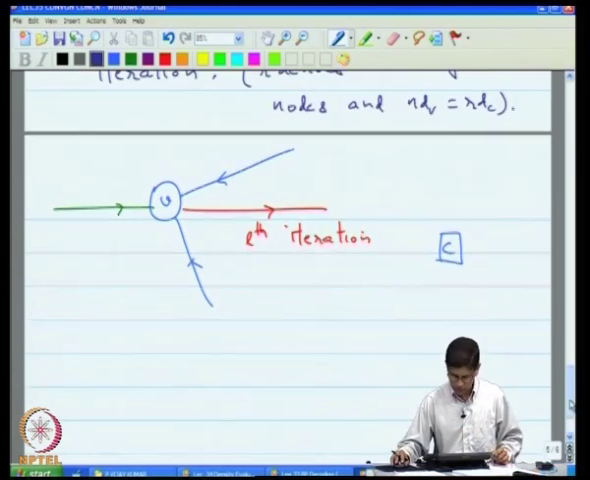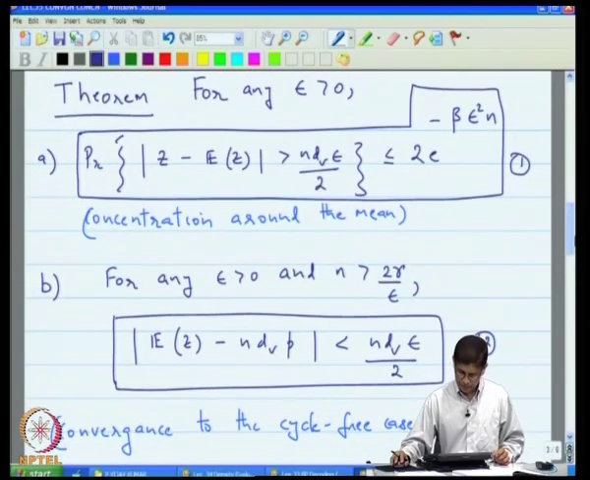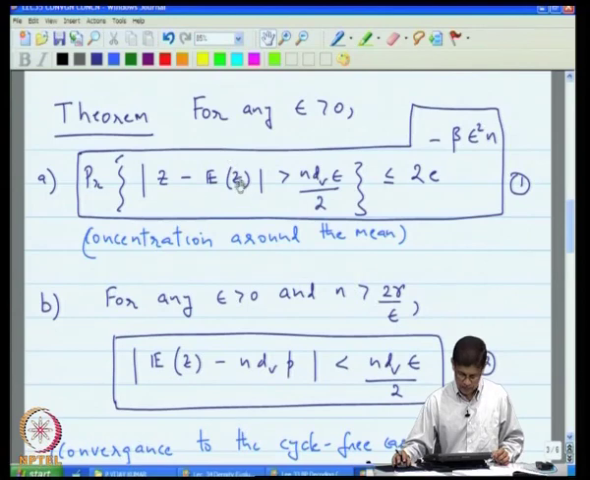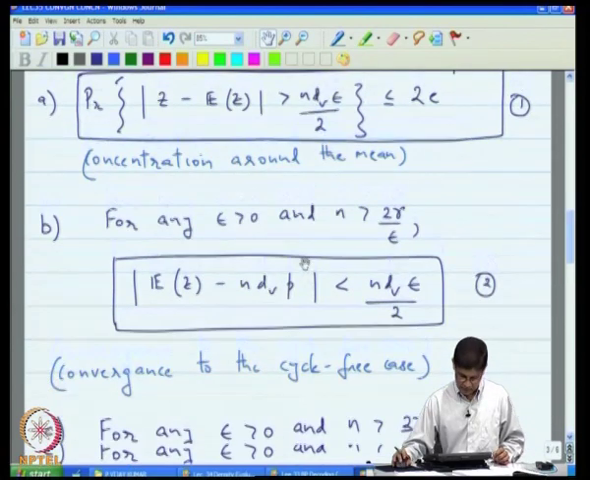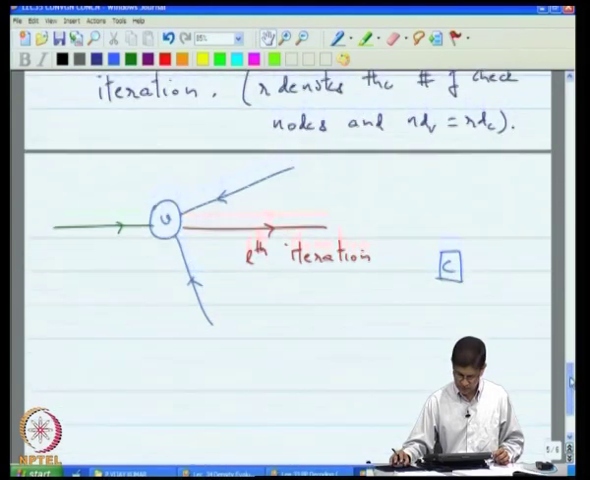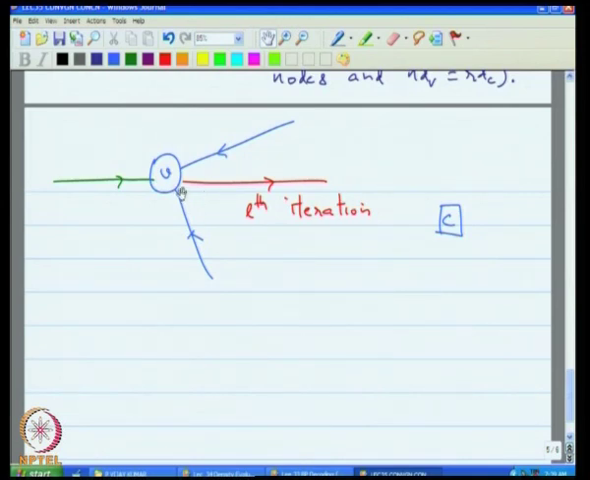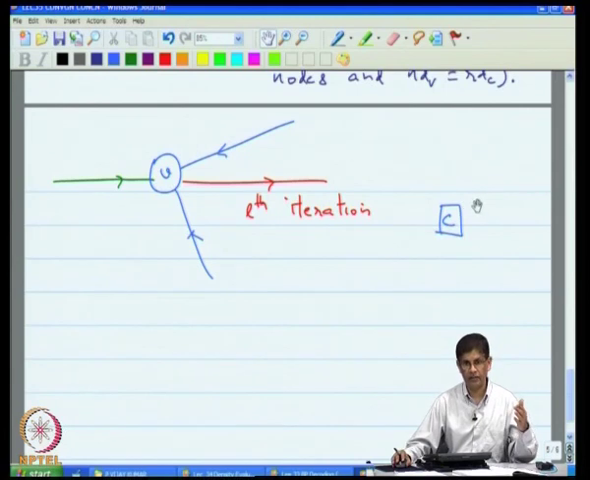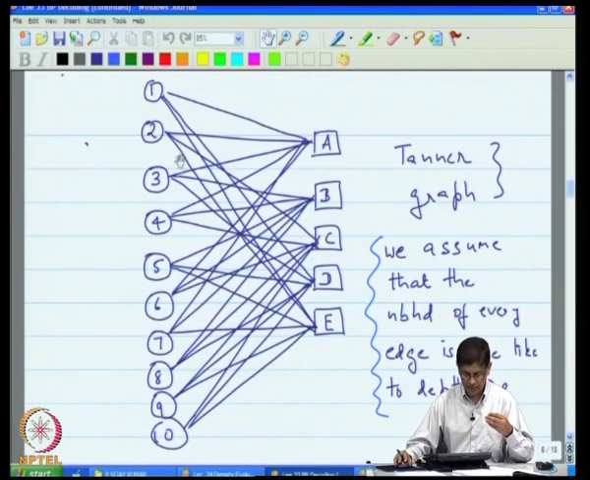Now, all of this is trying to explain what the terminology in this theorem is all about. The Z here is the number of incorrect messages passed from the variable nodes to the check nodes during the Lth iteration. If you think about all the edges going from a variable to a check node, and you count how many of them are incorrect just based on the sign: because these messages are real numbers, if the sign of the message is negative, you consider that an incorrect message. So, in the Tanner graph, you are going to have n dv edges, and n dv is the same as r dc. You are going to have this many edges and this many messages, going from left to right, from a variable to a check node. And Z is a count of the number of messages that are incorrect during the Lth iteration.